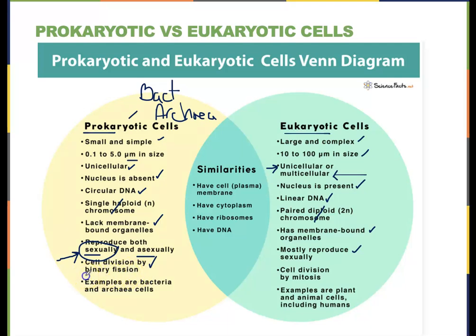The division of bacteria is a simple process called binary fission. The division by eukaryotic cells is more complicated and is called mitosis. I did not ask you to learn mitosis, but you should recognize it as something that eukaryotic cells do. Examples are bacteria and archaea, and examples of eukaryotes are plants, animals, and humans, of course. How are they similar? They all have a cell membrane on the outside. They all have cytoplasm. They all have ribosomes, and they all have DNA.